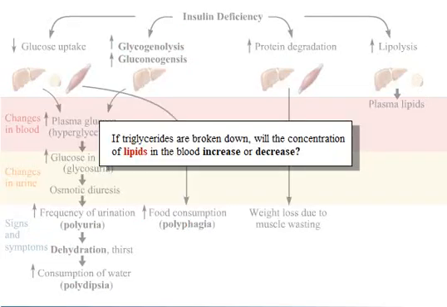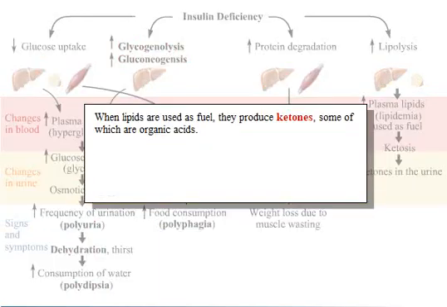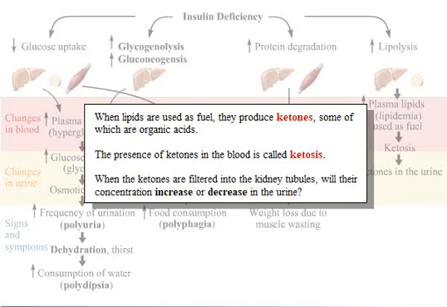If triglycerides are broken down, will the concentration of lipids in the blood increase or decrease? When lipids are used as fuel, they produce ketones, some of which are organic acids. The presence of ketones in the blood is called ketosis. When the ketones are filtered into the kidney tubules, will their concentration increase or decrease in the urine?